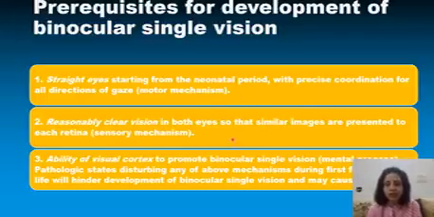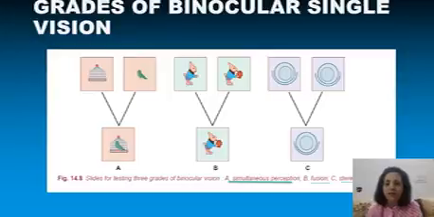Reasonably clear vision in both the eyes so that similar images are presented to each retina. That is the sensory mechanism. And then the ability of the visual cortex to promote the binocular single vision. That is the mental mechanism. Any pathological state causing disturbance in any of these mechanisms, motor mechanism, sensory mechanism, and the mental mechanism, will cause a problem in the development of the binocular single vision.